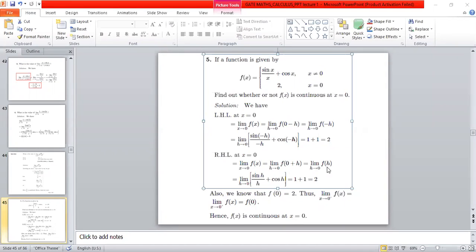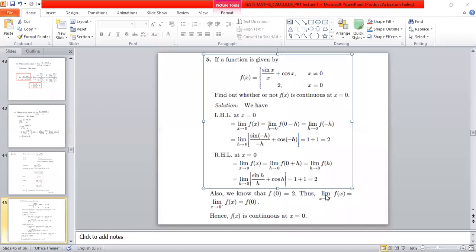So we have to write h in place of x in your function. So it is sin h upon h plus cos h as h tends to 0. Applying the limit as h tends to 0, sin h upon h is 1, and cos h is 1. So 1 plus 1 is 2. So left hand limit at 0 is 2, right hand limit at 0 is 2, and limit at 0, that is f of 0. F of 0, that is the value of the function at x is 0, it is also 2. That is, f of 0 is 2.